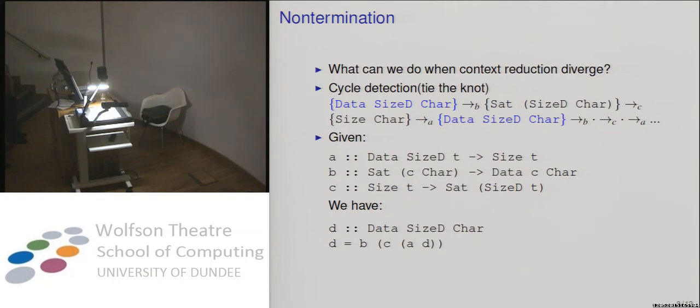With this observation, we can take advantage of the underlying lazy semantics of the language. In that case, we can define D in terms of D. The definition of D will be that we apply A to D, return the result to C, and supply that to B. So that's one way to handle this divergent situation, and it also relies on the underlying lazy semantics.